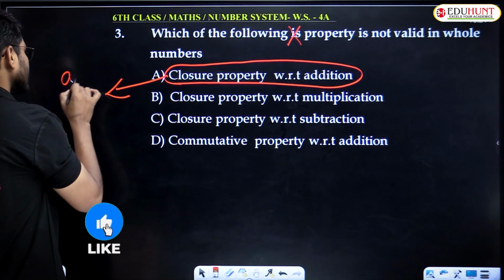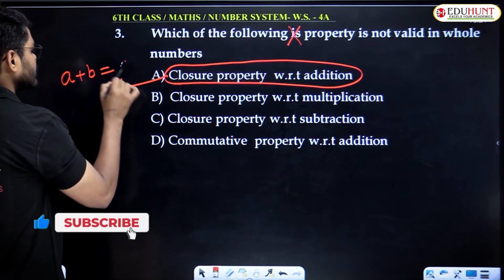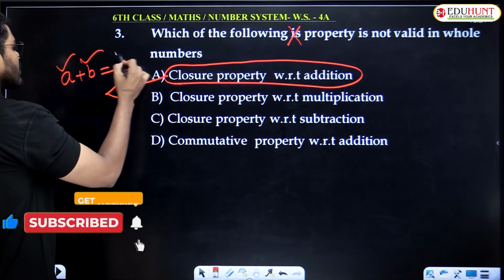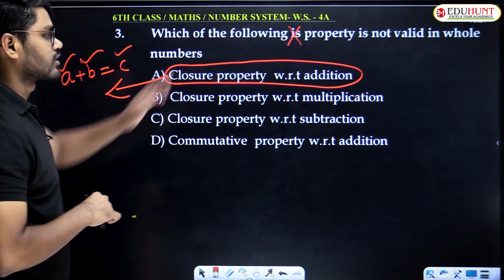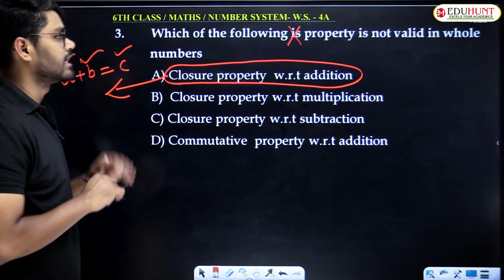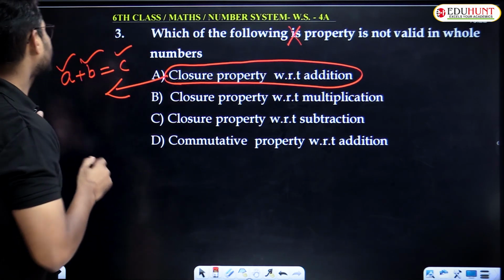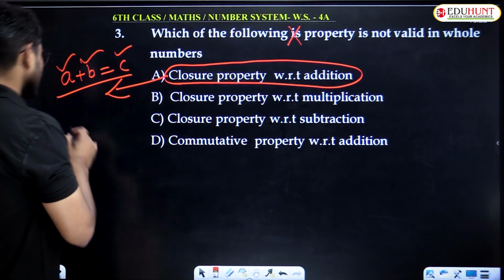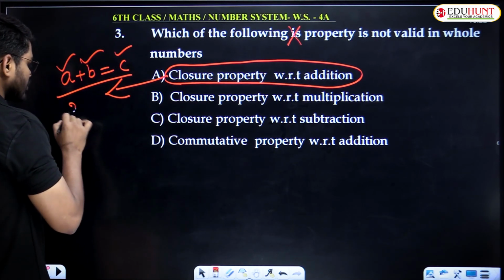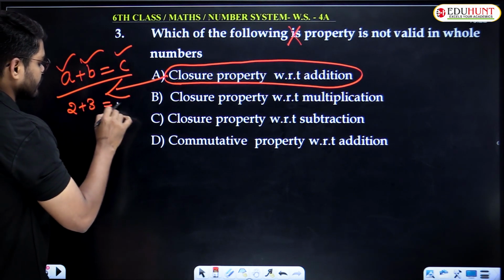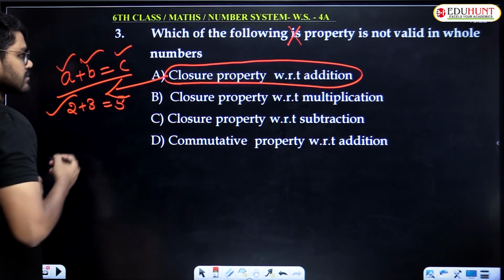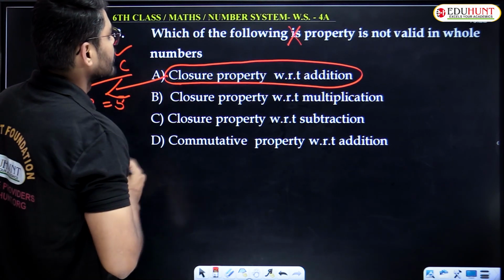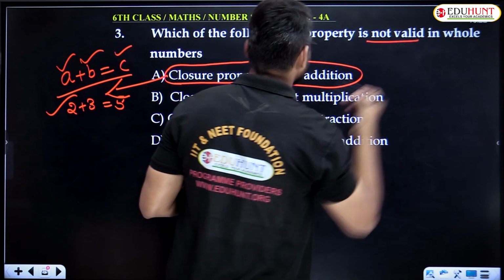That means a plus b is equal to c. If a is a whole number and b is a whole number, then c must also be a whole number. Then closure property with respect to addition is possible in whole numbers under this condition. Take an example: 2 plus 3 is equal to 5. All are whole numbers, so this is possible. We have to check which is not valid.